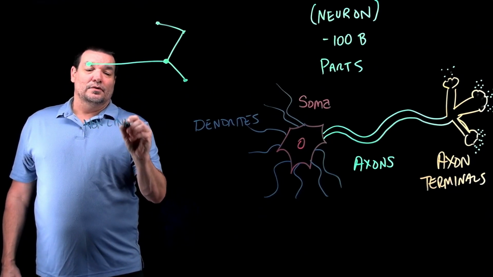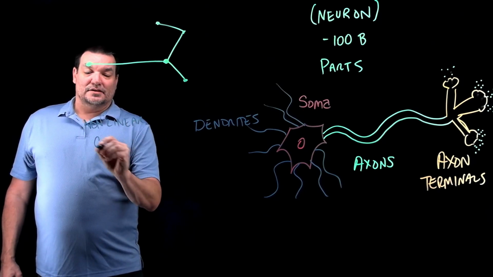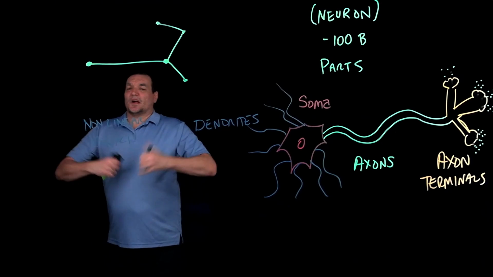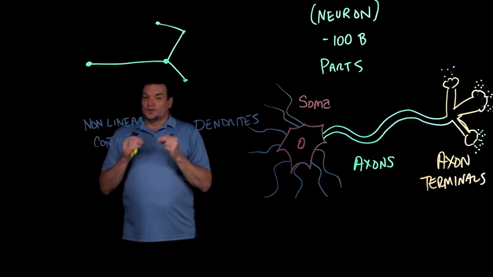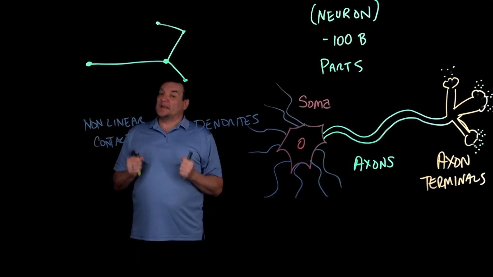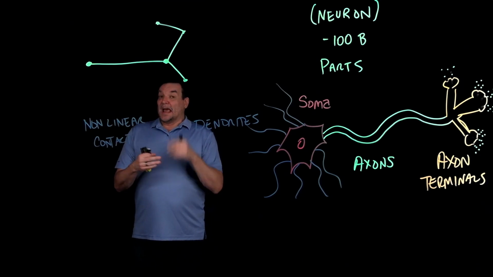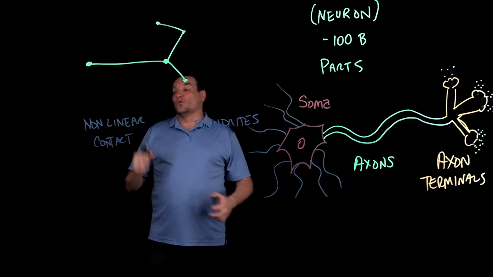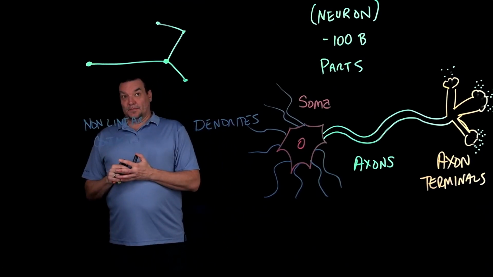The truth about neural communication is that this communication is based on non-linear contact. In other words, just because two brain cells are really close together doesn't mean they necessarily speak to each other directly. And just because two brain cells are really far apart doesn't mean that they only speak to each other indirectly.